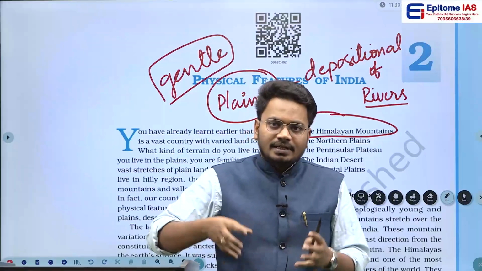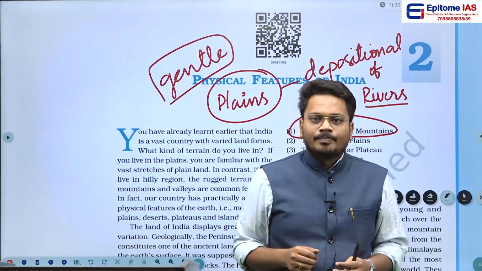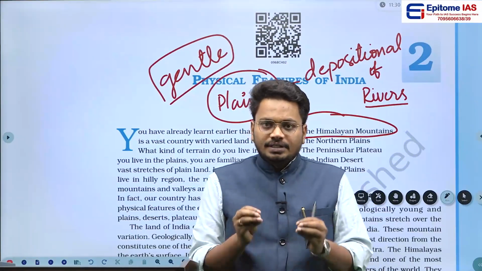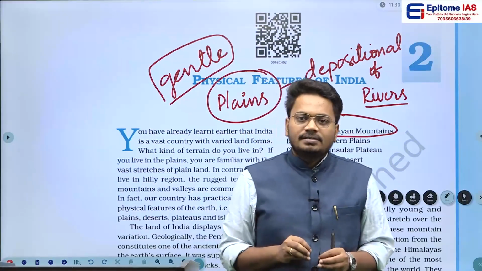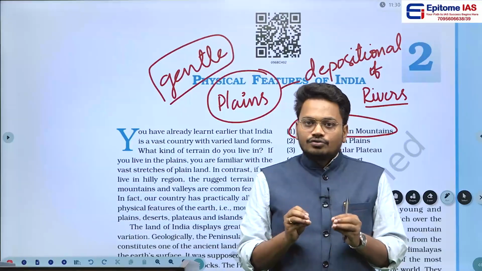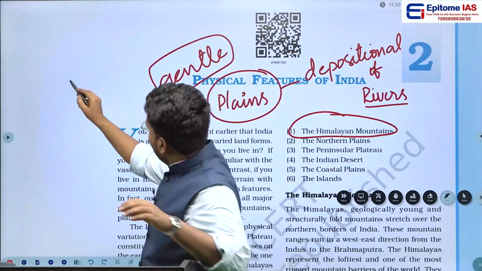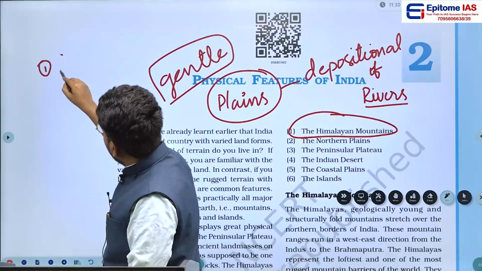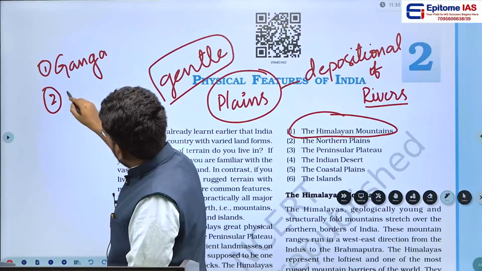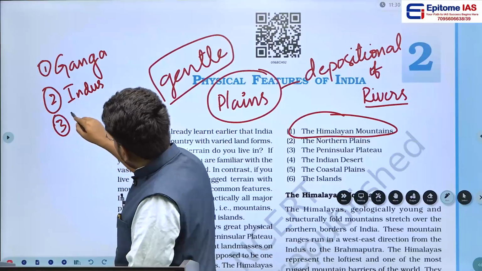An alluvial fan is nothing but the deposition of all the sediments brought by that river stream, right? So if you go to the northern part of India, since we are talking about the northern plains, these plains are mainly formed because of 3 rivers, right? What are those 3 rivers? The first river is the Ganga, the second river is the Indus, and the third river is the Brahmaputra.